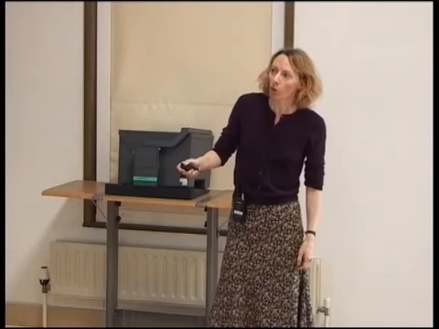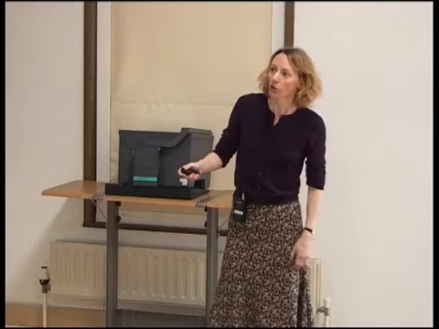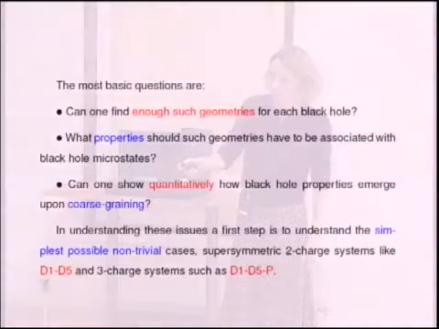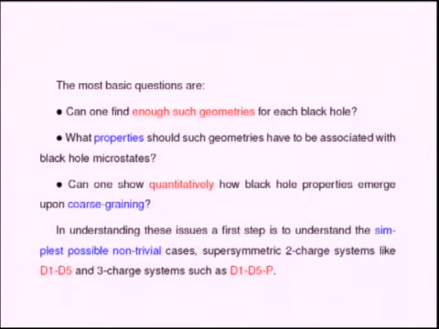So now let's try and push the fuzzball scenario a little bit further. The most elementary questions you can ask are: can you find enough such geometries for a given black hole? What properties should the geometries have to be associated with black hole microstates? Can you show quantitatively how black hole properties emerge on coarse graining? Now again, I'm not going to attempt to address all these questions in generality, but people who are trying to push this proposal are trying, as a first step, to understand the simplest possible cases, which is in the framework of the D1-D5 case.